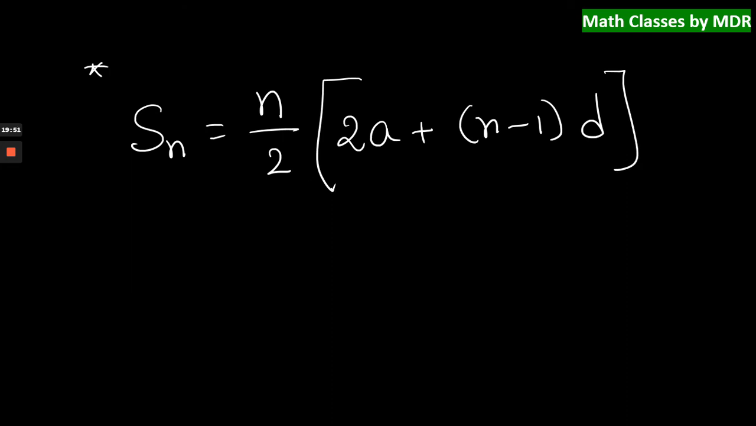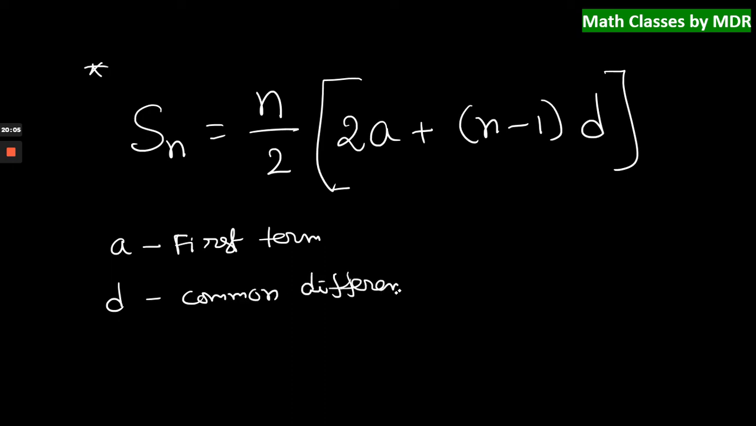So what are a, n and d here? a is the first term of the sequence, d is the common difference, and n is the number of terms in the sequence.